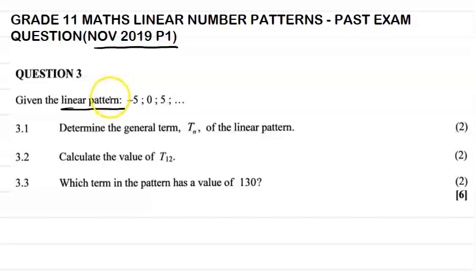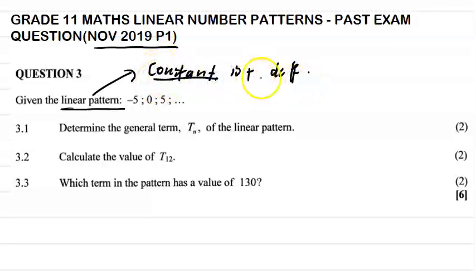Now, if they tell you that this is a linear number pattern, the first thing that should come to your mind is that there is a constant first difference. So when you get a linear number pattern, you'll have a constant first difference, and a constant first difference means that the first difference is going to be the same.